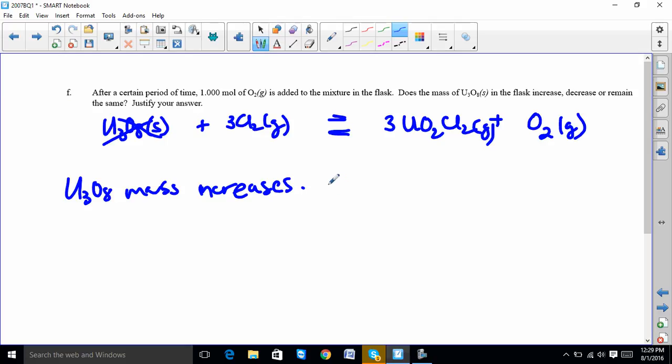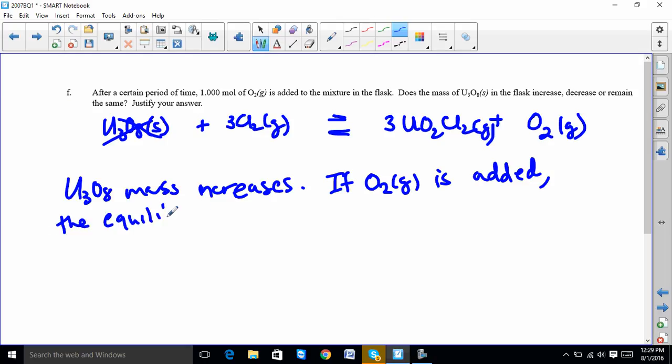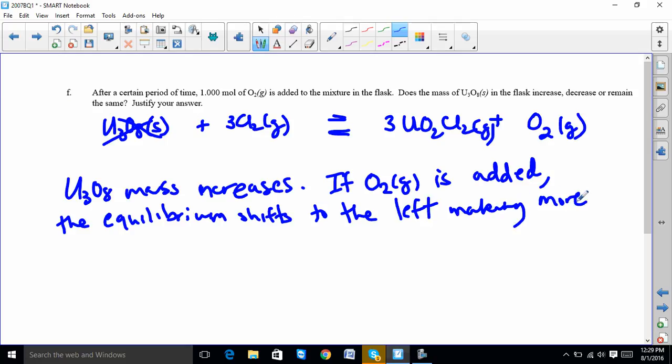Why? If O2 gas is added, Le Chatelier's principle says it doesn't like that you add it. It tries to get rid of it by the equilibrium shifting to the left, making more U3O8.